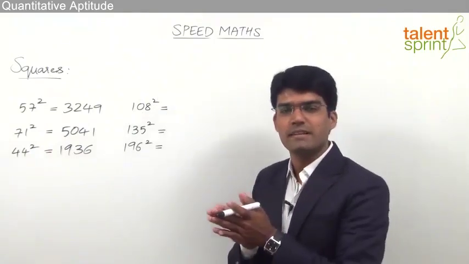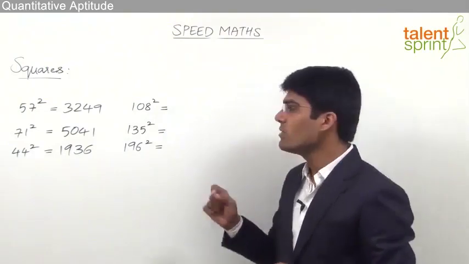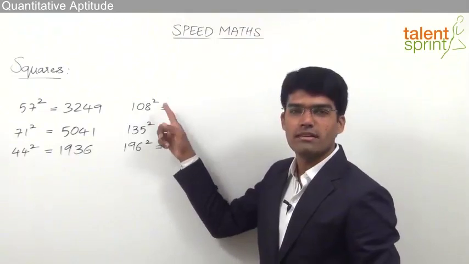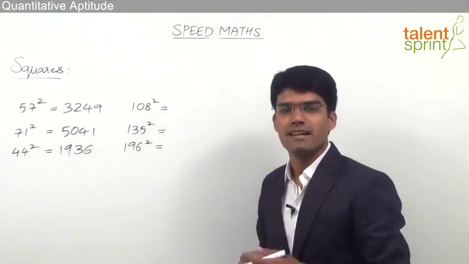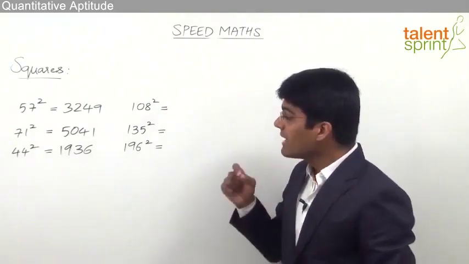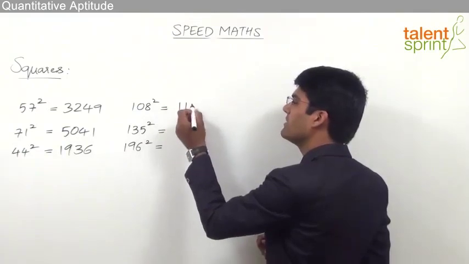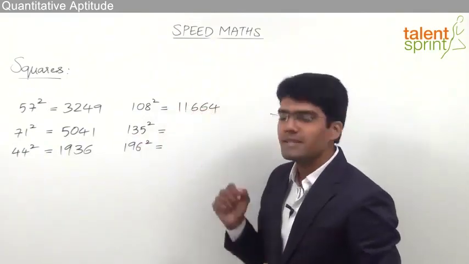The next one here is 108 whole square. So that should be taken as 100 plus 8 whole square. So the first term is 10,000. The second term, as we know, is nothing but x into 2 into 100, or 2x into 100. So 8 into 2, 16 into 100, 1600. So 10,000 plus 1600 is 11,600. 11,600 plus 8 square, that is 64. So the answer here is 11,664.